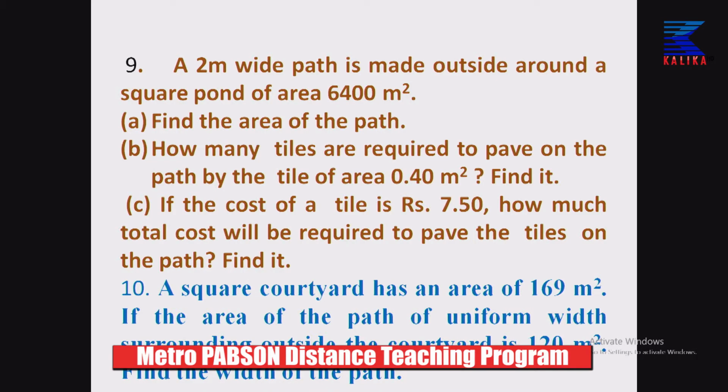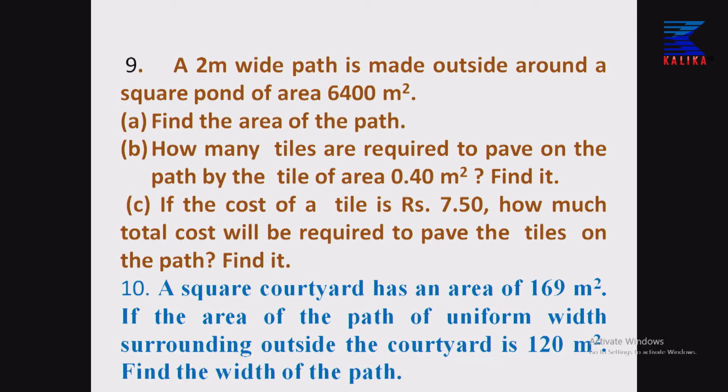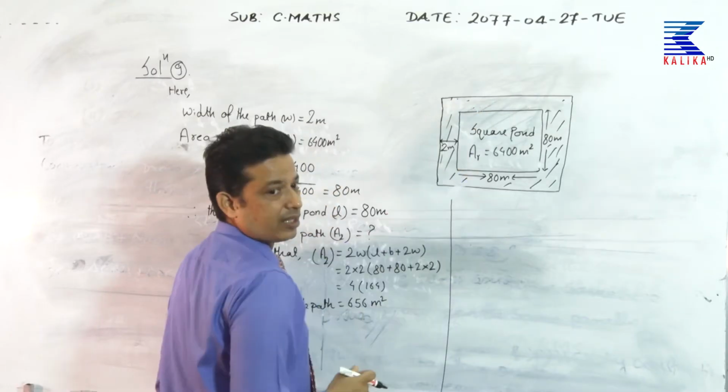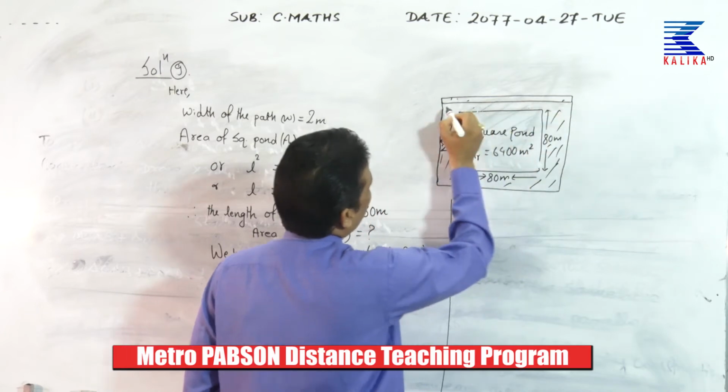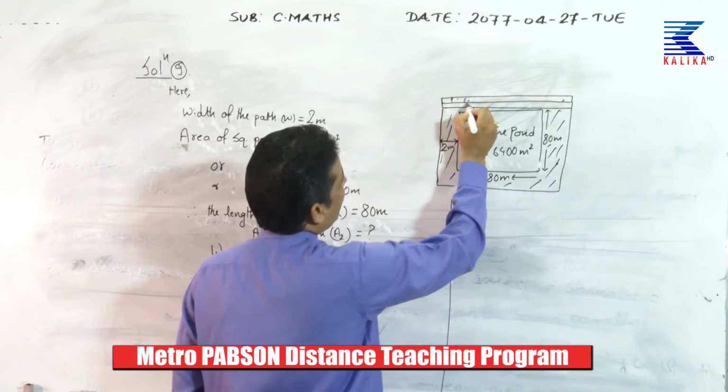Again, let me show you the question please, so that you will be clear. Now, see my dear student, find the area of the path. This is the first one, A, we have done. Now, go to B. How many tiles are required to pave the path by the tile of area 0.40 square meter? So, now again let me focus you on the whiteboard please. We need to find the number of tiles where the area of tile is given 0.40.